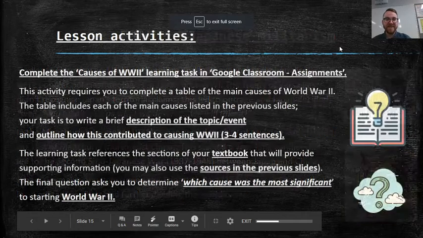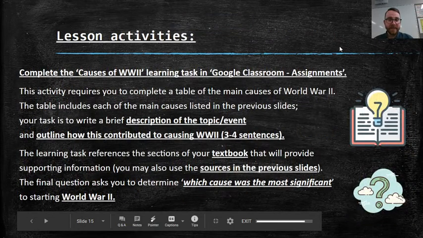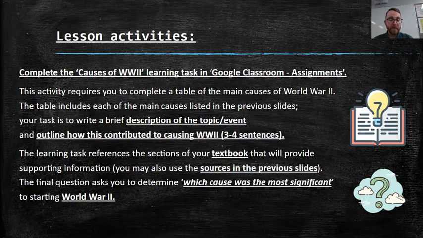A final slide that I'll be looking at is what we're doing this lesson, our little lesson activity. So you know a little bit about each of those causes now. In the first lesson, the interwar period lesson, you actually looked at one of those in detail. Now I'm hoping we're going to be able to look at all of them to summarize the main causes of World War II. So the activity for today requires you to complete a table of the main causes of World War II, and I'll show you where that is in a moment.